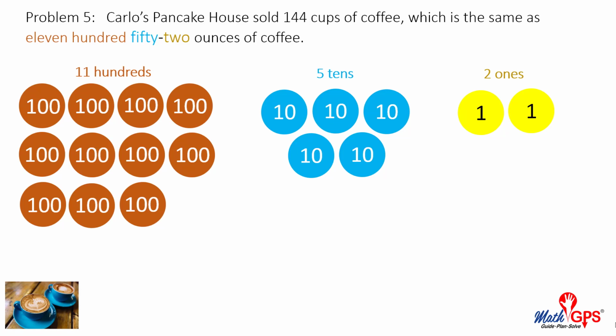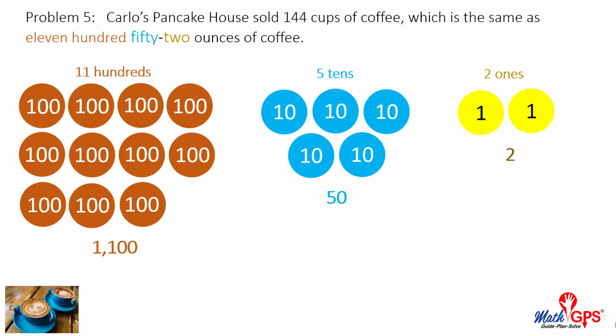Count with me. 100, 200, 300, 400, 500, 600, 700, 800, 900, 1,000, 1,100. The value of the hundreds is 1,100. 1,100 is the same as 1,100. To get the value of the tens, we would skip count by 10.